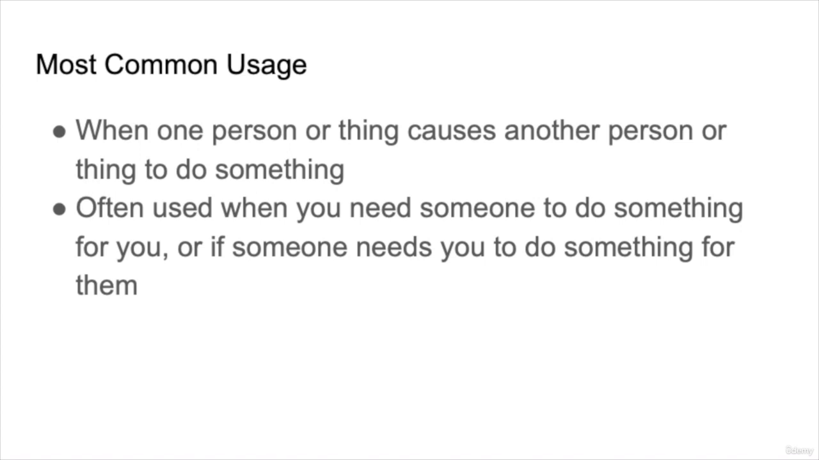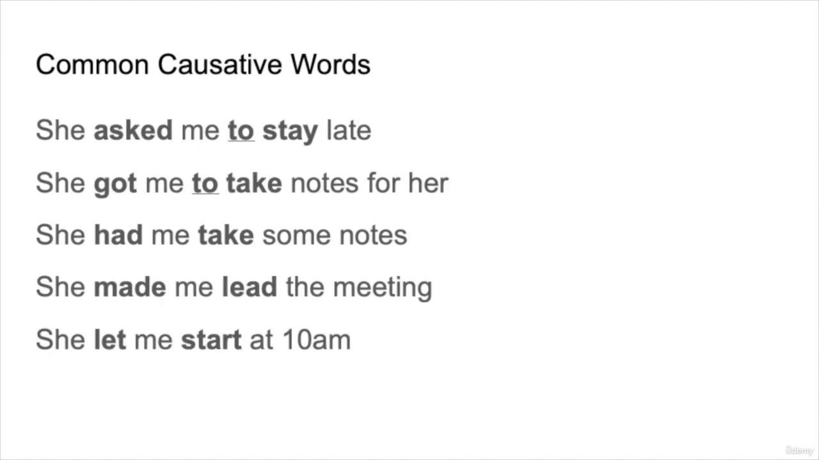So this grammar point is just like it sounds. Causative verbs are when one person or thing causes another person or thing to do something. Now, it's very common to use this when you need someone to do something for you, or if someone needs you to do something for them. Hence, this is why they're called causatives. So we're going to work with these 5 common causative words just to get us started, because these are very common and you'll hear these a lot.